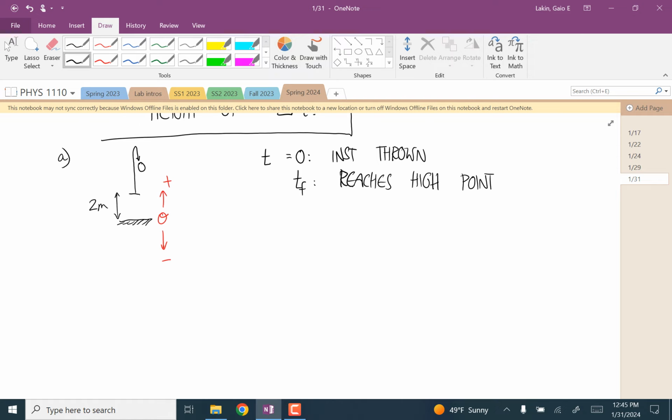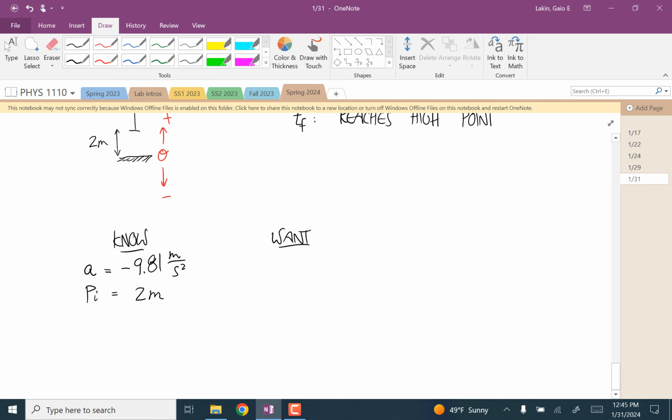And now I'm going to list out what variables we know and what we're trying to find. Do we know time final? No, but we don't care. Do we know acceleration? We always know that in free fall. It's downward, which is negative for me. Do we know initial position? Yeah, that is positive 2 meters. P final is what we're trying to find.